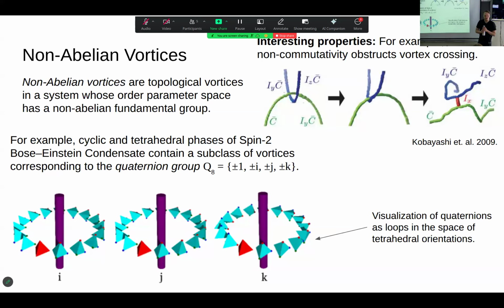So essentially, you will have to form knots, non-trivial knots. For example, this helps you keep the knot structure together because they cannot just freely pass through each other.